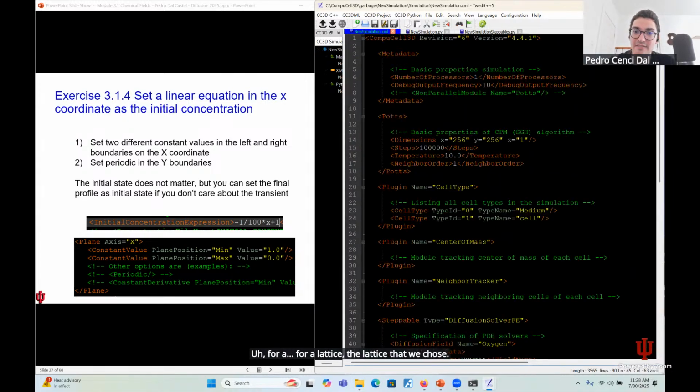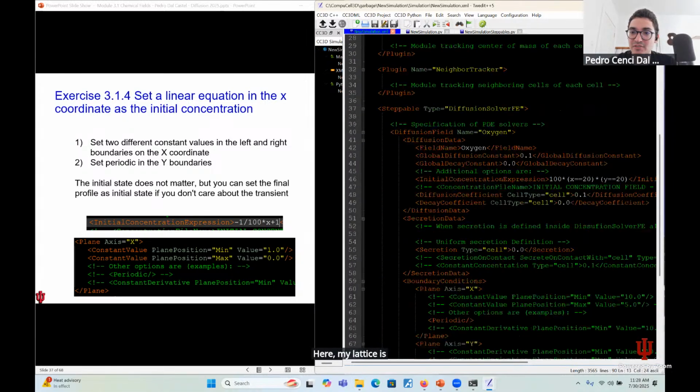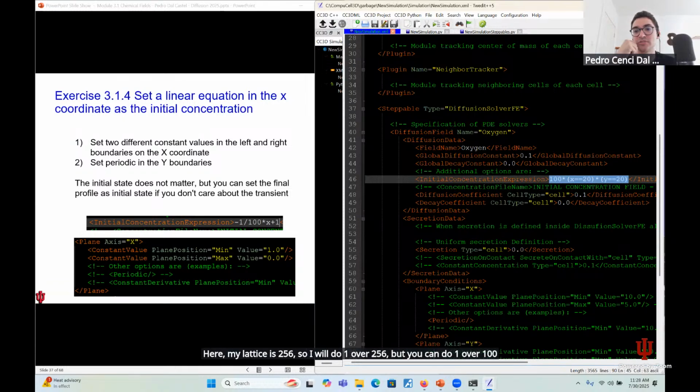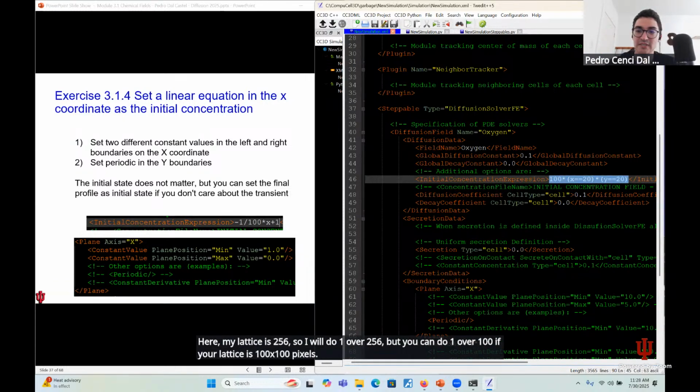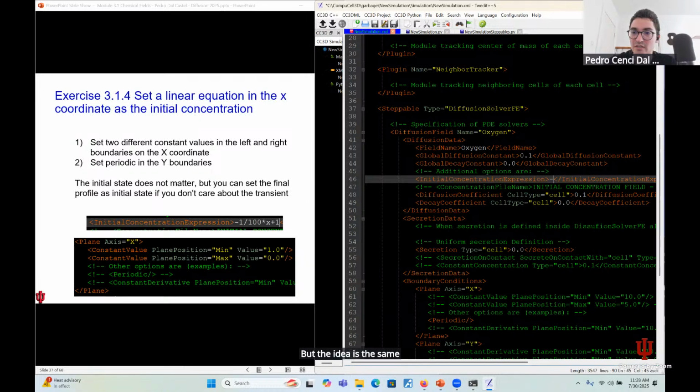Here, my lattice is 256, so I will do 1 over 256, but you can do 1 over 100 if your lattice is 100 by 100 pixels. But the idea is the same. So here, 1 over this times x plus 1.